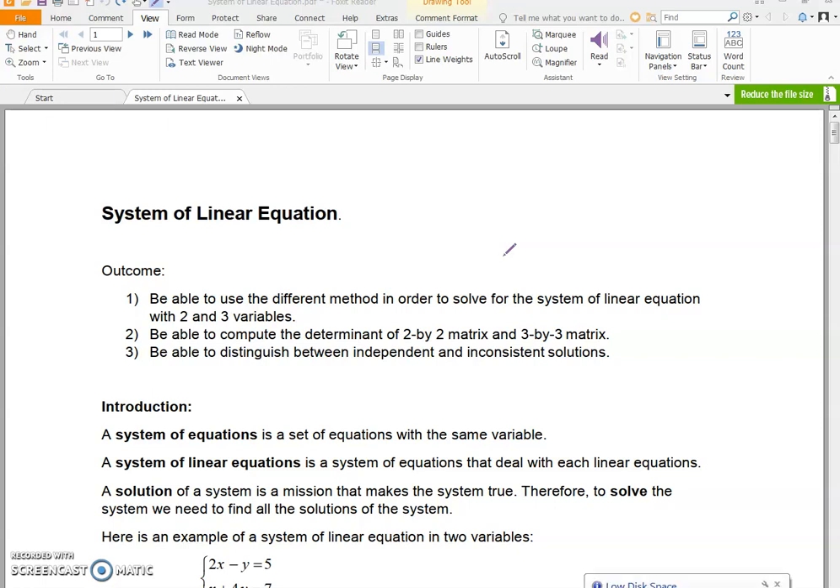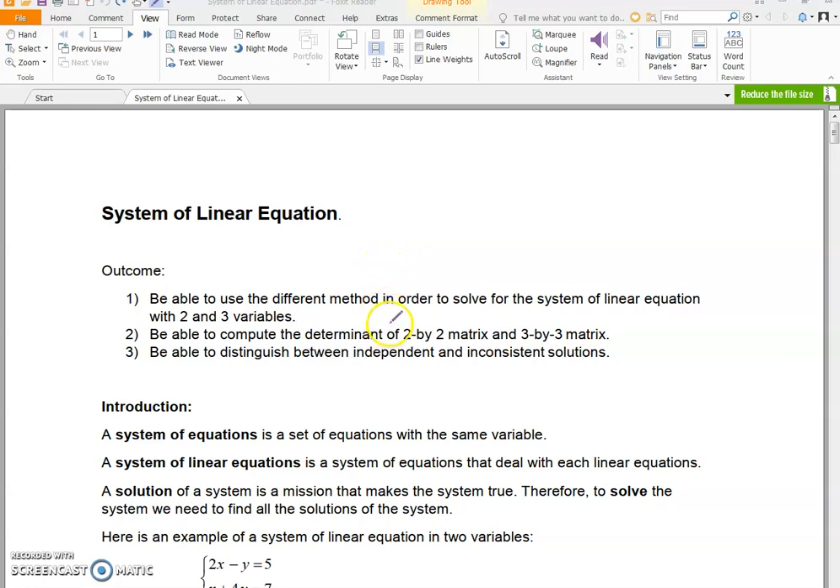Here the intention of the syllabus is to make sure that you know how to deal with different methods of solving a system of linear equations. Basically, you can get the value of your variables x, y, and z by using different techniques.